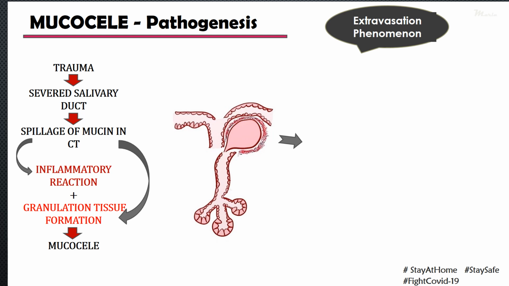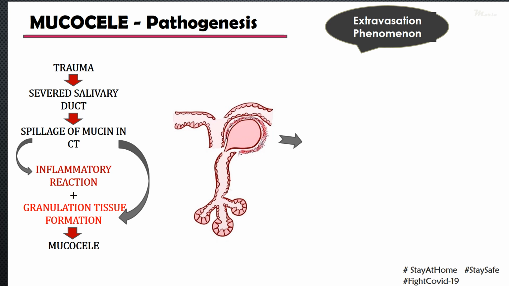The second important reaction which occurs here is an inflammatory reaction. It should be noted here that mucin is not a native component of the connective tissue. Hence, whenever a mucin is spilled into the connective tissue, it is treated as a foreign body and an inflammatory reaction is elicited. Macrophages are recruited to the site of mucus pooling, which will try to engulf and phagocytose these foreign agents, that is the mucin.